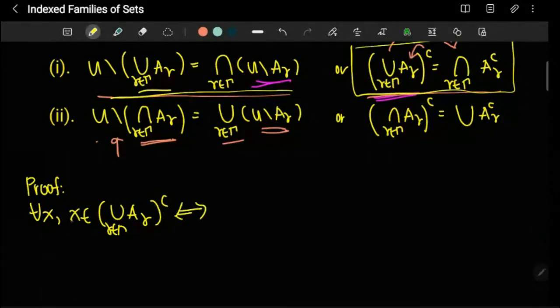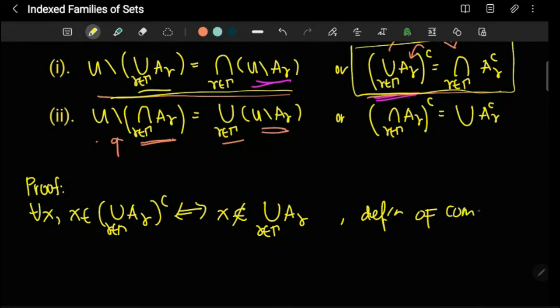Now, since X is in the complement, then it's not in the union. Right? If it's in the complement, it's not in the union. So, since X is in the complement, then X is not part of the union of A sub gamma for all gamma in the indexing set. Again, that's the definition of complement. If X is not in the set, then you're in the complement of that set.